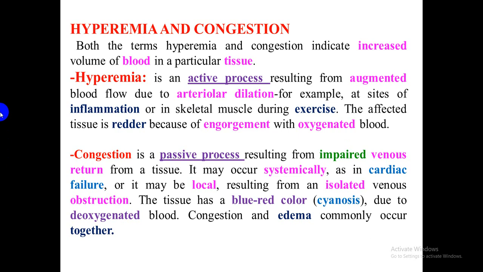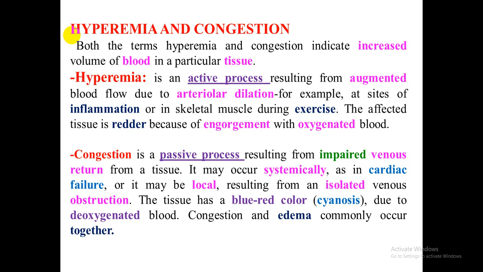Hyperemia and congestion. Hyperemia and congestion indicate increased volume of blood in a particular area. Hyperemia is an active process resulting from augmented blood flow due to arterial dilation. For example, at a site of inflammation، يصير vasodilation or arterial dilation، بيصير يعني increased blood flow. Or in skeletal muscle during exercise، في حالة physiological exercise. The affected tissue is redder because of engorgement of the area with oxygenated blood، لأنه الarterial blood يكون oxygenated فراح يبين يعني erythematous و red.